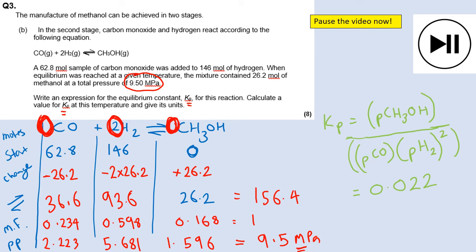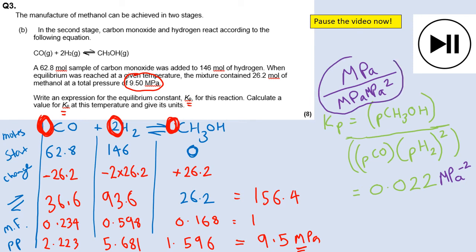Now the units, we need to work them out, because the units are going to be megapascals divided by megapascals times megapascals squared. So the bottom becomes megapascals cubed. So it's megapascals divided by megapascals cubed. So 1 minus 3 is minus 2. My units are megapascals to the minus 2. Okay, that's deducing units. You may need to do some work on that. If you want some help on deducing units, give me a shout and I can help out.